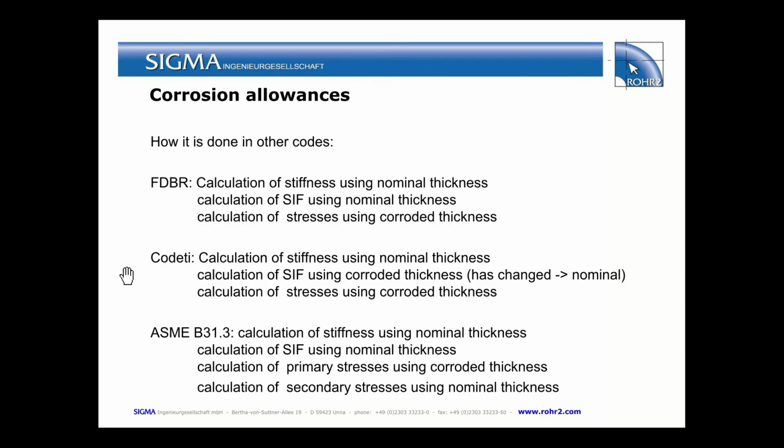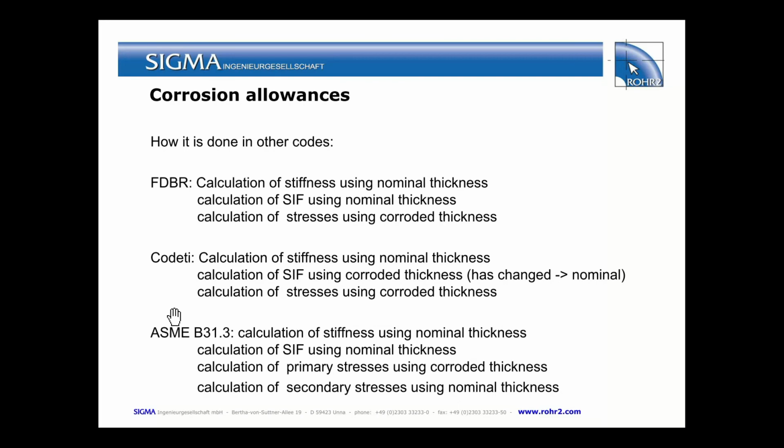How was it done in other stress codes? Now, if you look at the old FDBR code, the stiffness was calculated based on nominal thickness, the SIFs were calculated using nominal thickness, and the stresses were calculated using the corroded thickness. The CODETI was using the same approach, but it also used corroded thickness for the stress intensification factor in some versions, which has now been removed in the latest edition.